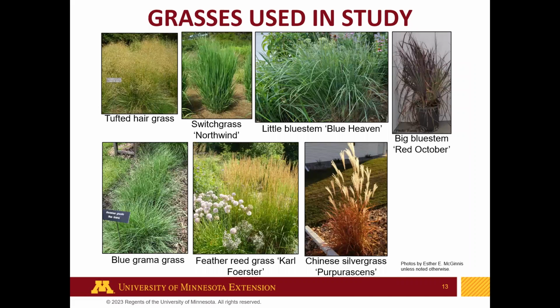Here's a representation of the grasses that we used. In some cases, it is just the species, and in other cases, it is the actual cultivar that we used for the trial. So starting in the top left corner and then going clockwise, we have tufted hairgrass, Northwind, switchgrass, blue heaven, little bluestem, red October, big bluestem, purpurescence, Chinese silvergrass, Carl Forrester feather reed grass, which is right back here, and finally, blue grama grass.